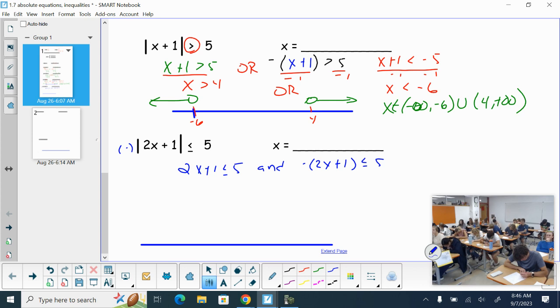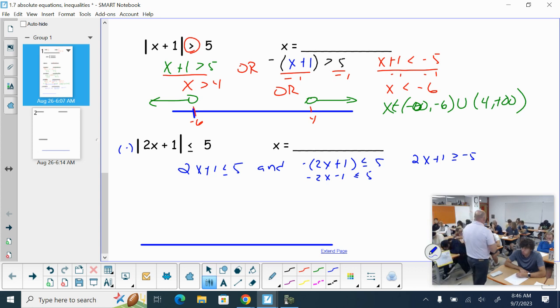If you want to go negative 2x minus 1 is less than or equal to the value of 5 and solve the inequality that way, that is fine. If you want to divide through by the negative 1 and say 2x plus 1 is greater than or equal to negative 5, just make sure you turn that sign around. Either one is fine. The first one goes back to more of the definition. The second one goes back to more of a pattern.